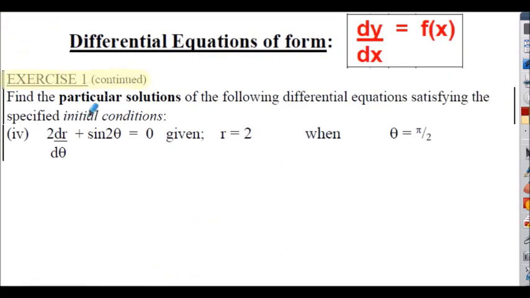Exercise 1 continued. This is part 4. Again, we're asked to find the particular solution given specified initial conditions. So this time we have the equation 2 multiplied by dr d theta plus sine 2 theta is equal to 0, and we're given r is equal to 2 when theta is equal to pi upon 2. Note here, instead of having x and y, we have theta and r, but of course the process is very similar to that of the previous solutions. I would encourage you to stop the presentation and attempt exercise 1 part 4, but the full worked solution is shown on the following slides.